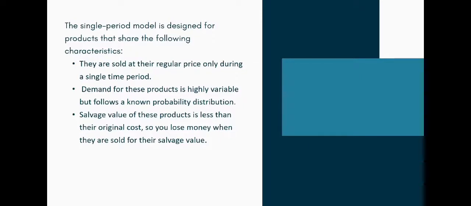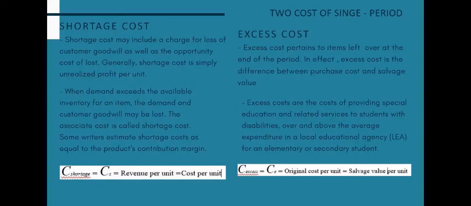Third, or the last one, is that the salvage value of this product is less than their original cost, so you lose money when they are sold for their salvage value. Two costs of single period: the shortage cost and the excess cost. Shortage costs may include a charge for loss of customer goodwill as well as the opportunity cost of loss. Generally, shortage cost is simply unrealized profit per unit.